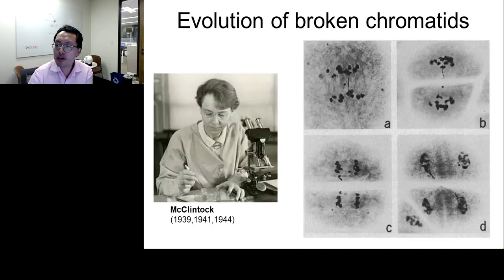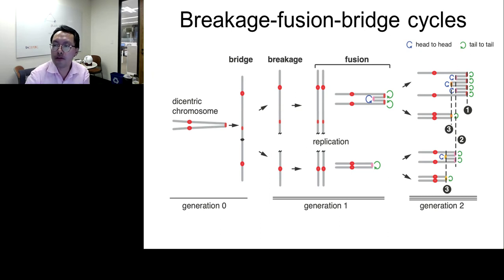The evolution of broken chromatids was perhaps the first form of genome evolution being observed in eukaryotes. In fact, it was observed before we even knew what chromosomes were made of. Barbara McClintock first made the observation that the generation of broken chromatids can lead to the formation of anaphase bridges during cell division, and the bridges can persist. The bridges can be broken during cell division and lead to the formation of a new bridge in subsequent mitosis. This creates a pattern known as breakage-fusion-bridge cycles.